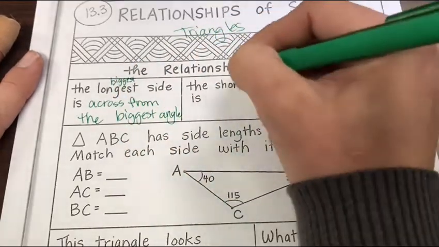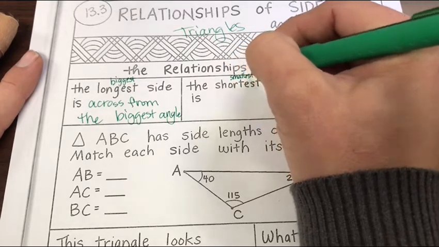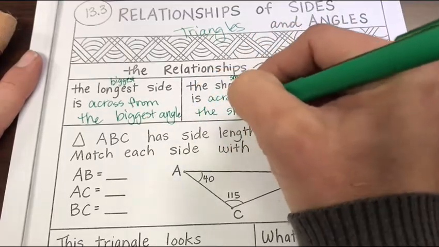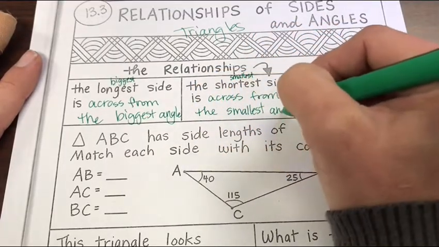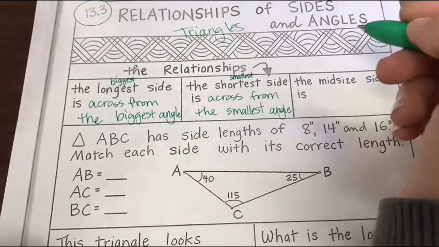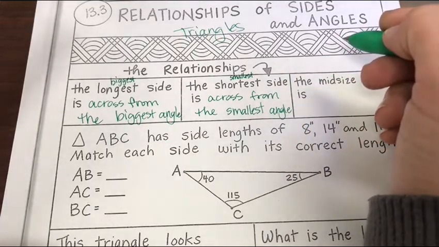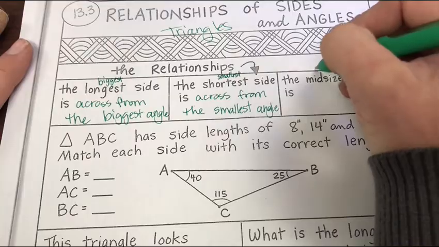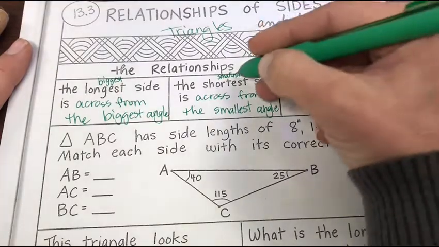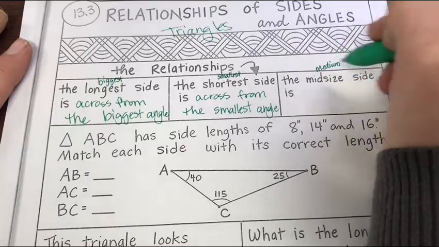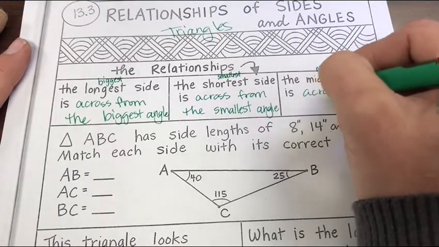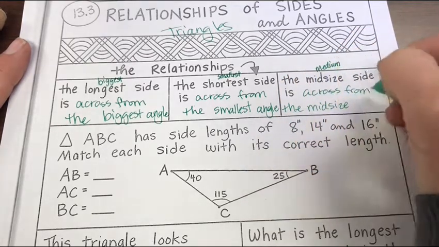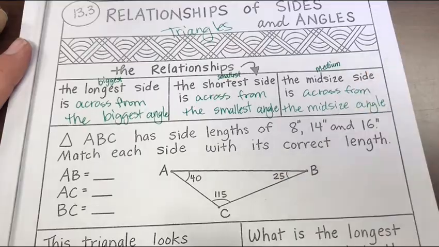The shortest side, or the smallest side, is going to be across from the smallest angle. So the smallest side is across from the smallest angle. Okay, remember, if I'm going too fast, pause it, so you can think about it, you can rewind it, add whatever you need to do. The mid-sized side, which is like the medium side, okay, you have a small, medium, and large. So the medium, or the mid-sized side, is across from the mid-sized angle. Okay, so the medium side is across from the medium angle.